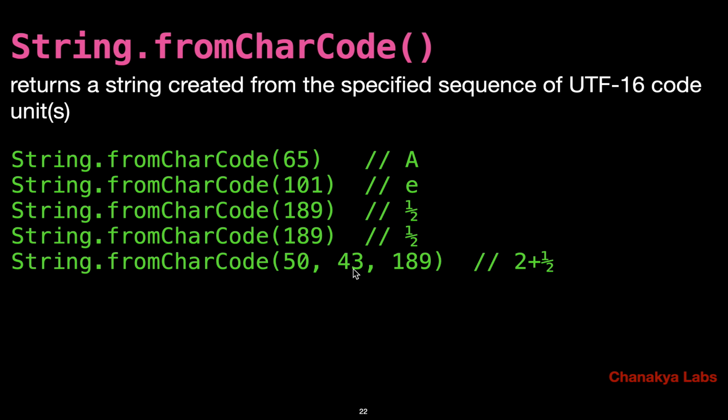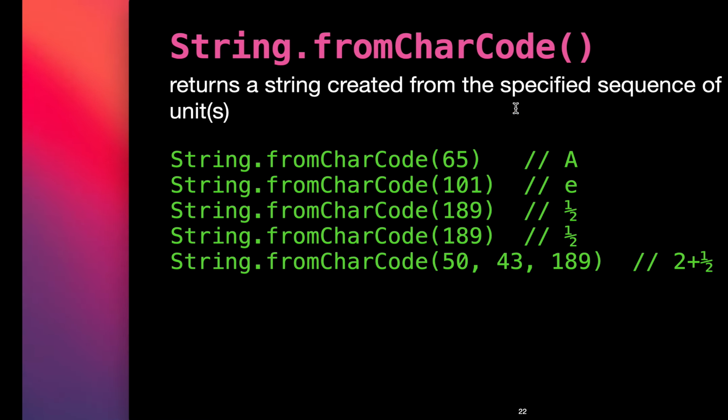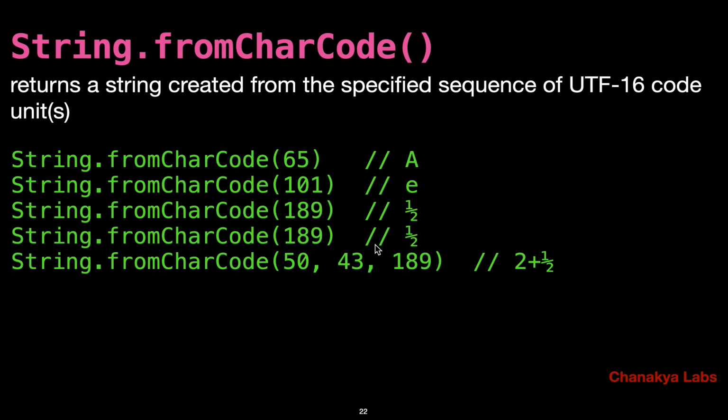So this 43 is the ASCII code for plus, 50 is the ASCII code for 2, 49 is for 1, right? So this 2 plus, like here everything was going to get generated ABC. So similarly here 2 plus, and 189 is after 2 plus 1 by 2. So that thing is coming here, right? So it is simple. You have a char code, then you can get that thing.